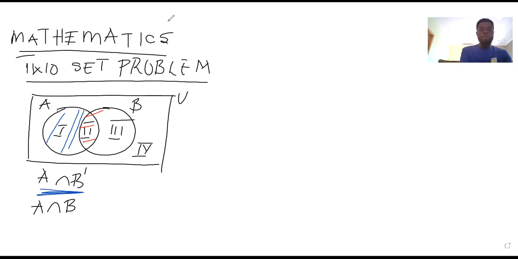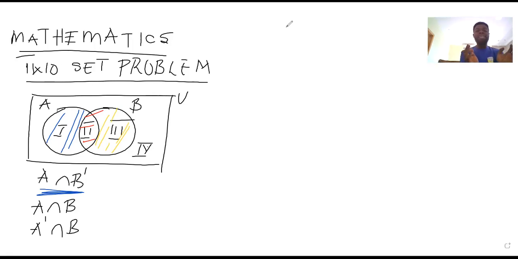Now my region 3 will represent the number of elements in B only. That is A complement intersection B. That is my region 3. The number of elements in B only. That is A complement intersection B.